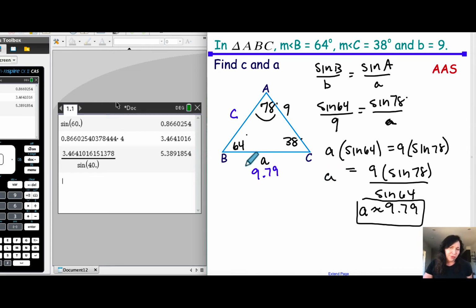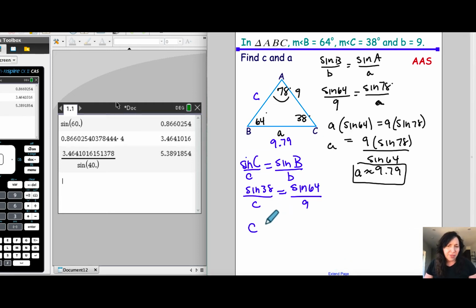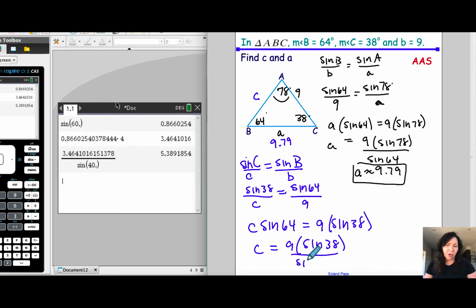And to find little c, I'm going to use sine of angle C over little c is equal to sine of b again, so sine of b over little b. I'm going to plug my numbers in, so sine of 38 over little c is equal to sine of 64 over 9. And I'm going to cross multiply. C times sine of 64 equals 9 times sine of 38. So C is by itself now. I'm dividing that out. 9 times sine of 38 divided by sine of 64.